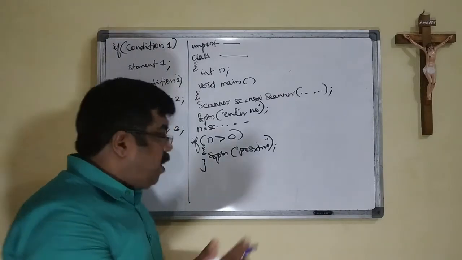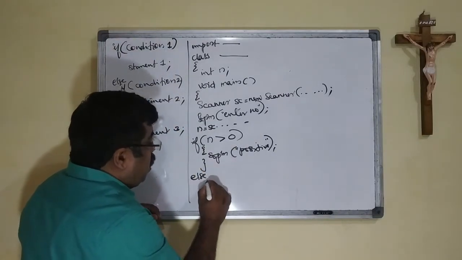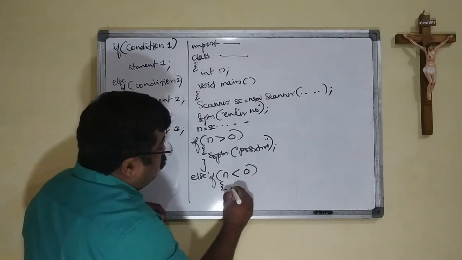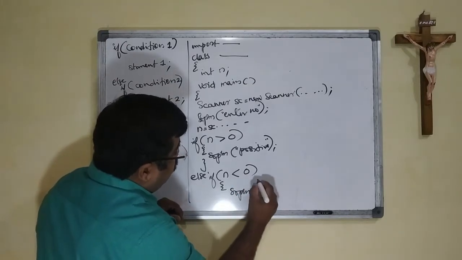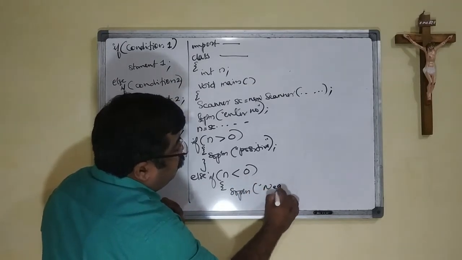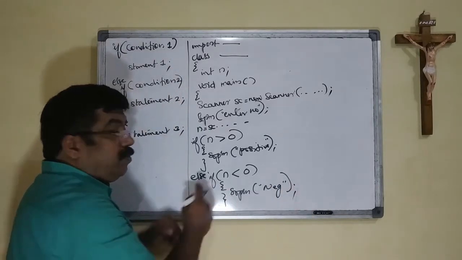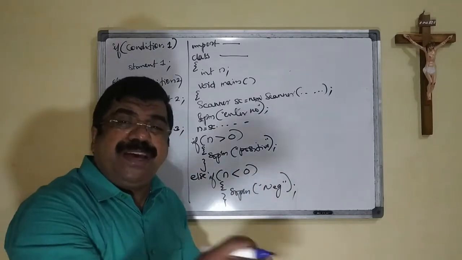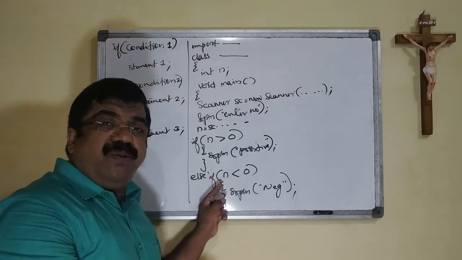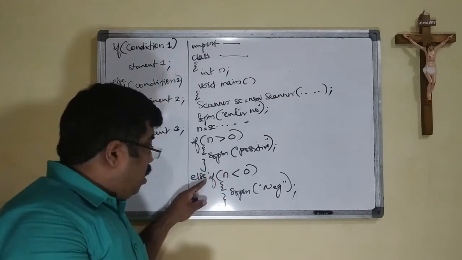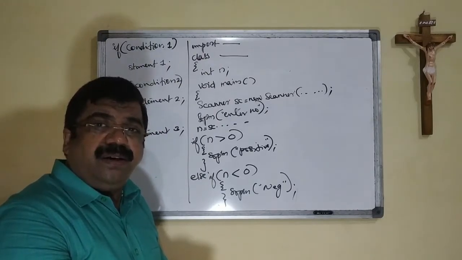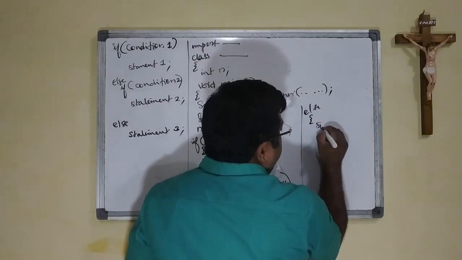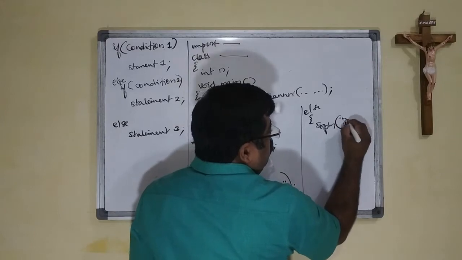First condition what we saw already. Else if n is less than 0, then we will say SOPLN negative. So both the possibilities are given. You can give else and if with a space, or in a new line, else in one line and the next if in another line. Okay. And the third option, else we will say SOPLN 0.